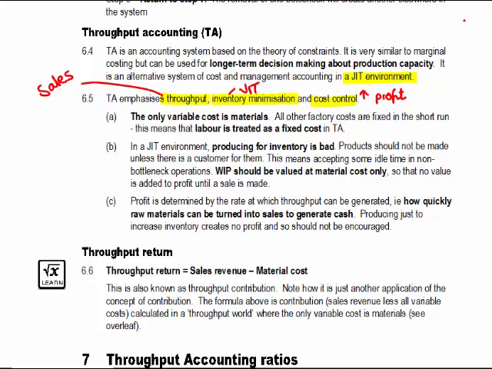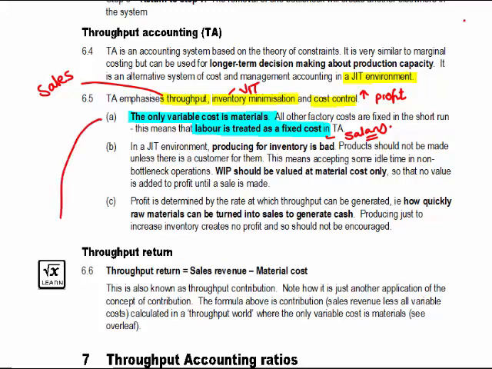Now, the key principle to remember is the first one here, which is about the only variable cost being materials. Throughput accounting adopts the attitude that the only truly variable cost within production is actually the materials cost. If you think about it, labour in the real world really is a fixed cost, isn't it? Because most people are paid a salary, and that salary is an annual amount that people get paid probably monthly, and it's in no way related to the amount of units of production. So treating labour as a variable cost will sometimes result in us making wrong decisions.